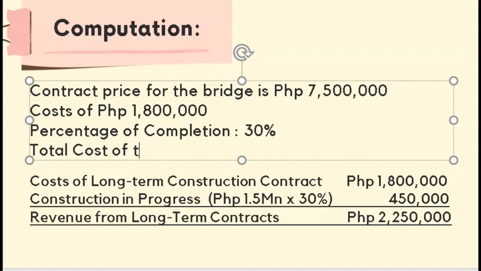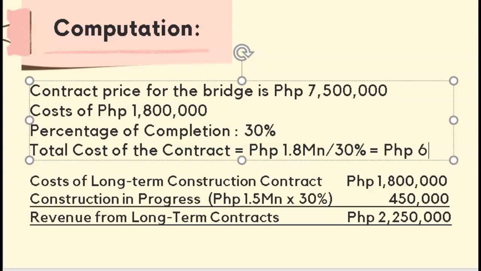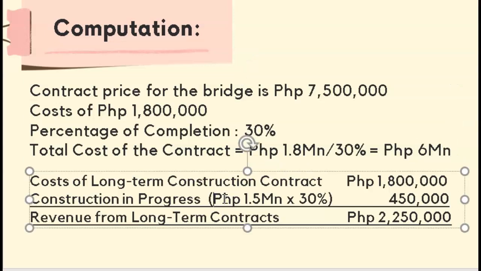Total cost of the contract, which is computed based on the cost, that's 1.8 million divided by the 30%. So we gross up, that is 6 million. So 7.5 million less the 6 million total cost of contract, we will have 1.5 million as the expected profit.